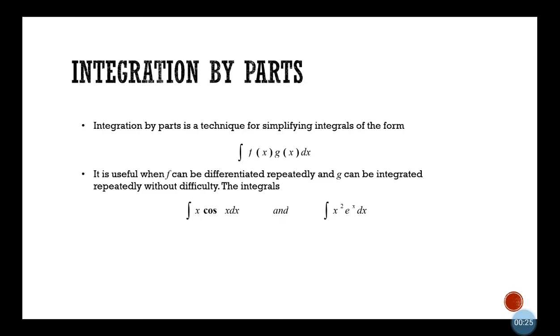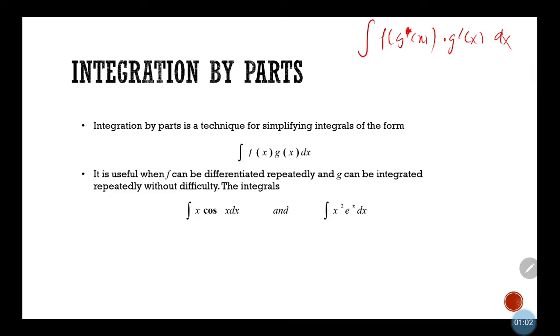Alright, so kalau yang integration by parts ni is a technique for simplifying integrals of the form f(x) times g(x) dx. Kalau yang substitution method tadi, kita banyak try to solve when one of the functions is a composite function, kan? Kita ada f(g(x)) times g prime(x) dx, macam tu, yang kita let u tu.